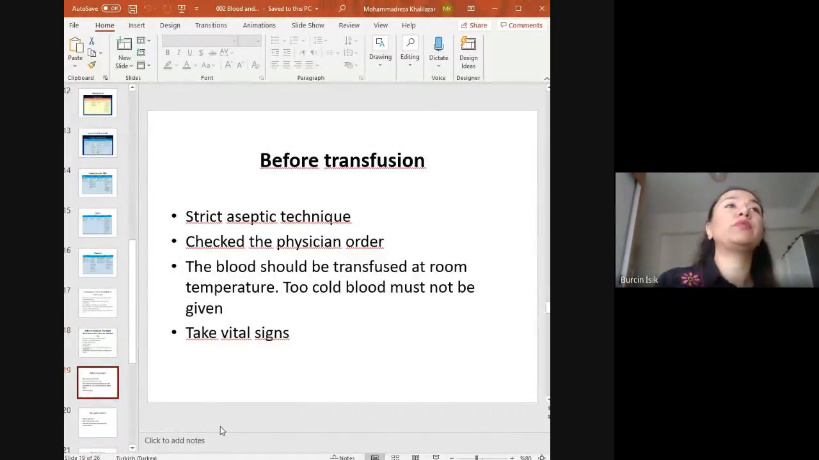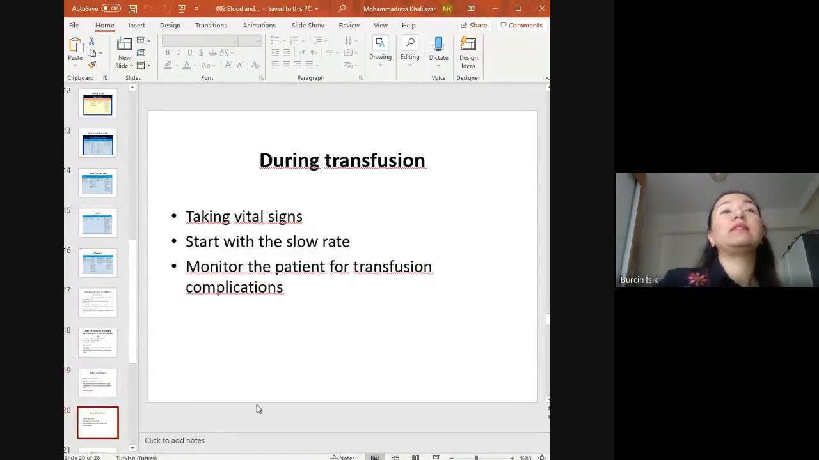Before transfusion, aseptic technique is very important. Check the physician's orders, repeat the vital signs, and check the temperature of the pack. During the transfusion you must stay near the patient because reactions may happen. Don't leave the patient. Take vital signs during the injection, and start with a slow rate.